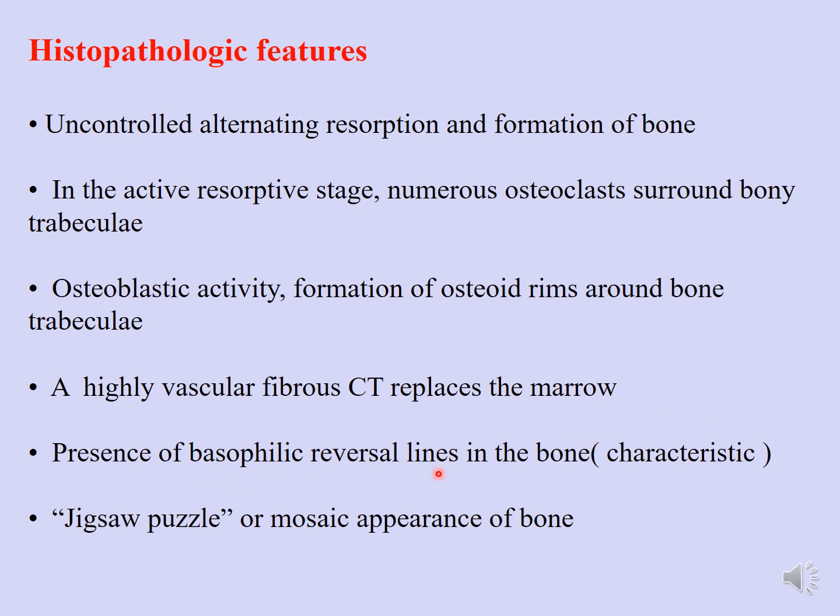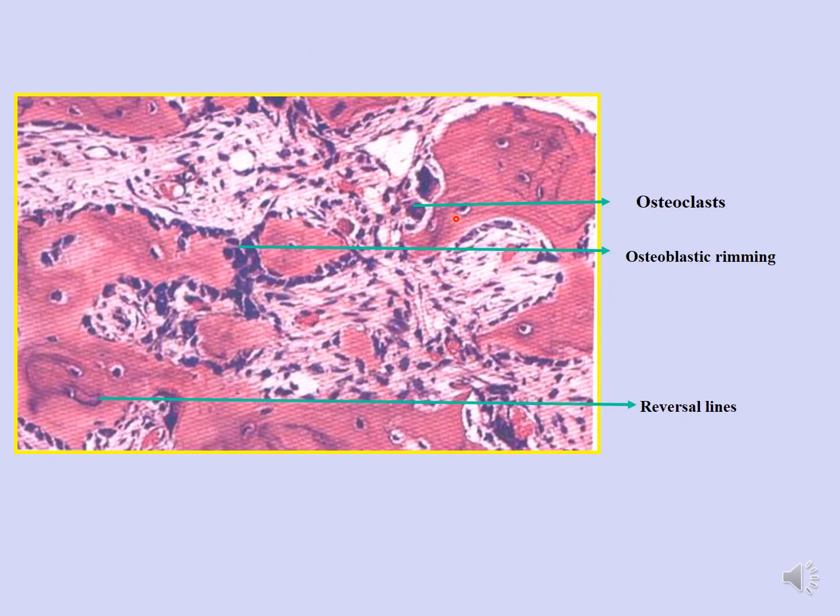All right, there is presence of basophilic reversal lines, which I'll show you on the next slide. These reversal lines indicate the change in phase between resorption and formation. Because resorption and formation take place alternatingly, it gives a jigsaw or mosaic appearance of the bone microscopically. So these are the osteoclasts that you see. These are the osteoblastic rimming, and these are the reversal lines. If you look at this at the 2 o'clock position, these reversal lines make the appearance of the bone as mosaic.